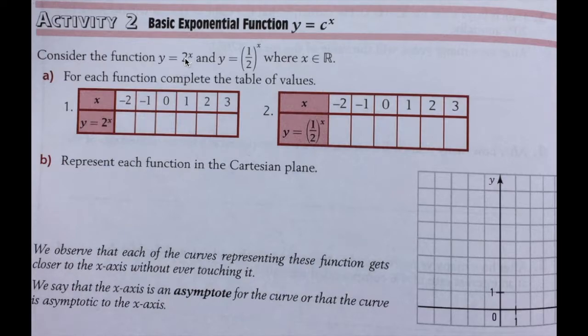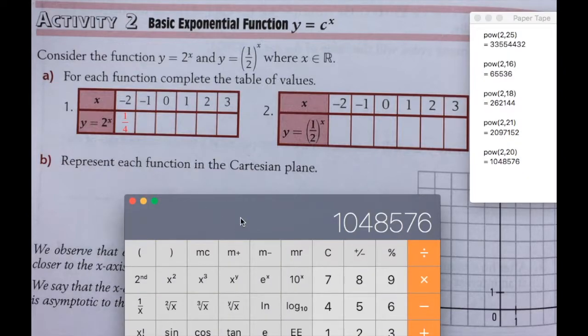When x is -2, we have 2 to the power of -2. Now remember the negative exponent, it takes the reciprocal. So we're going to get 2 to the 2, which is 4, but we have the reciprocal of that, so it's 1/4. Like this, 1/4. Now if you're not sure about that, you can use your calculator.